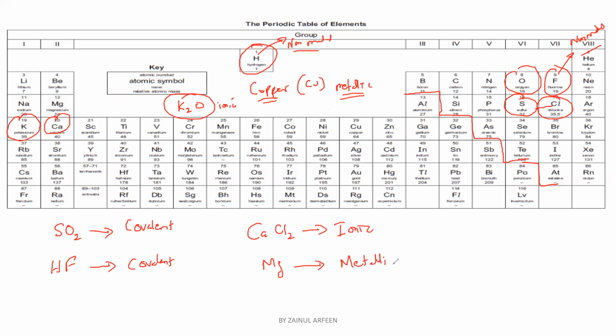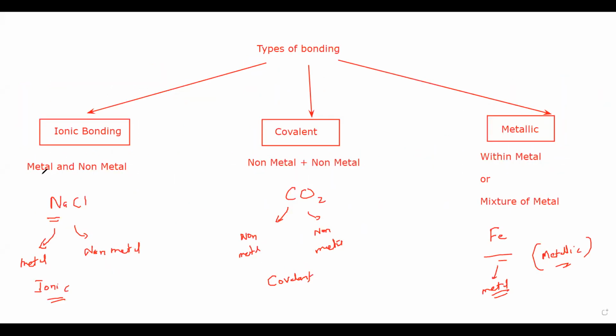This is how we are supposed to find the bonding in each element. You have to check if it is a metal, as I mentioned in the beginning. If a metal and a non-metal are mixed together, like one element is a metal and another is a non-metal, then it will be ionic. If it is non-metals together, then it will be covalent, and if it is only metal, then it will be metallic.